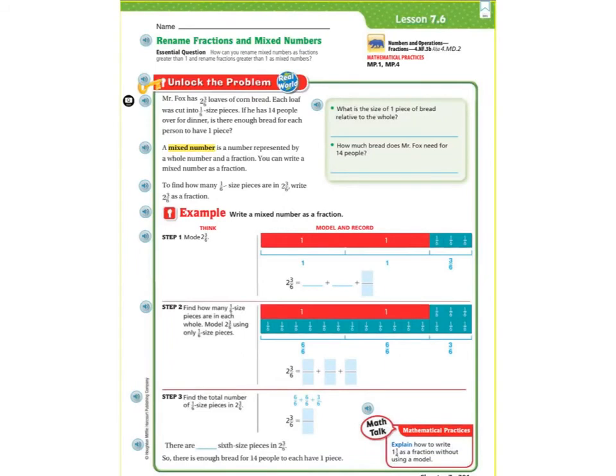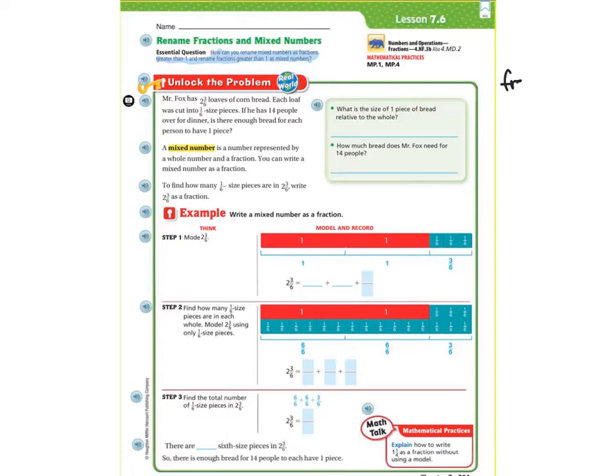So I'm going to pull up lesson 7.6 and boom, there it is, just like magic. Now, if we look at our essential question, you're probably like, Mr. Carey, no one reads the essential question. Well, I do, and you should too. It says, how can you rename mixed numbers as fractions greater than 1 and rename fractions greater than 1 as mixed numbers? Mr. Carey, what is a fraction greater than 1?